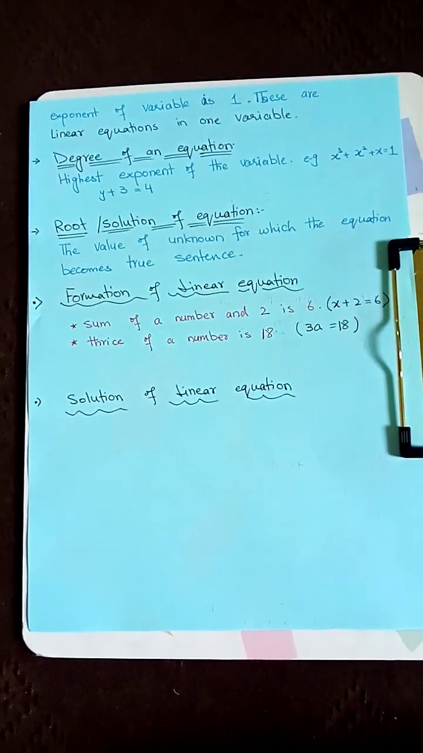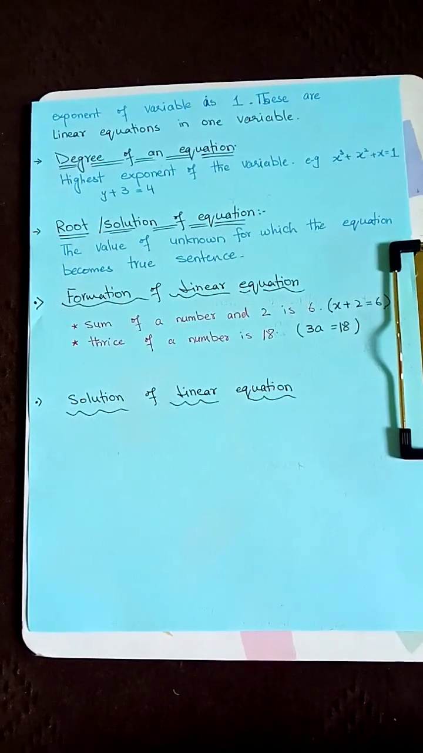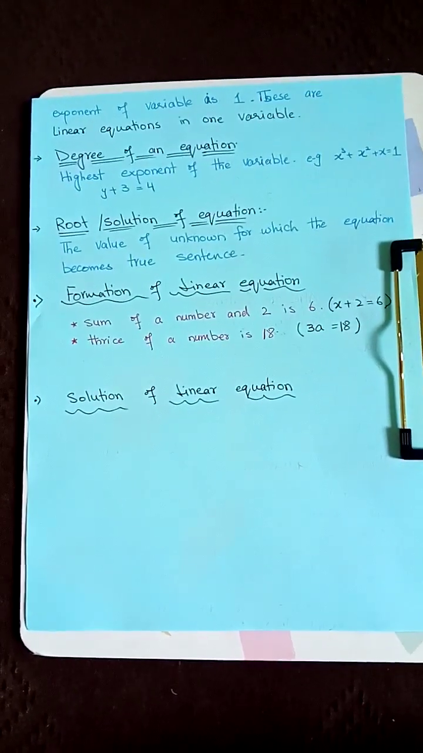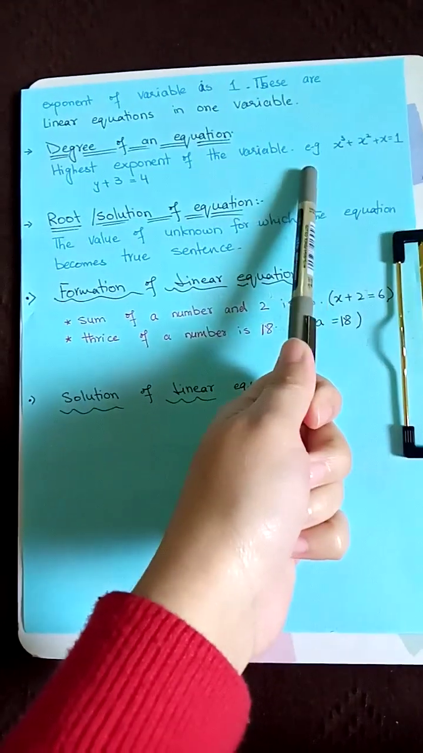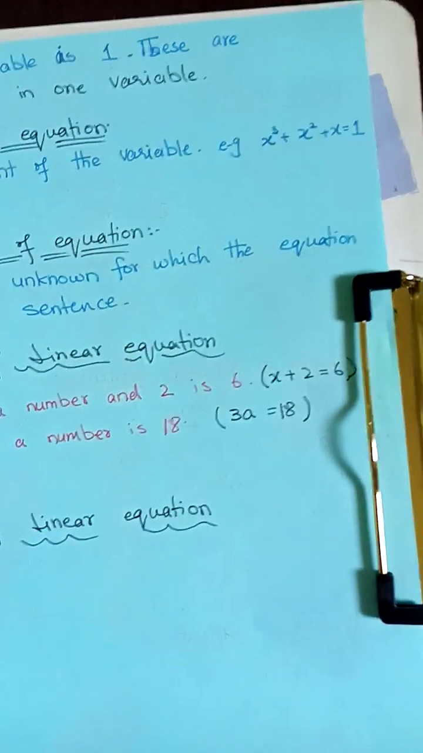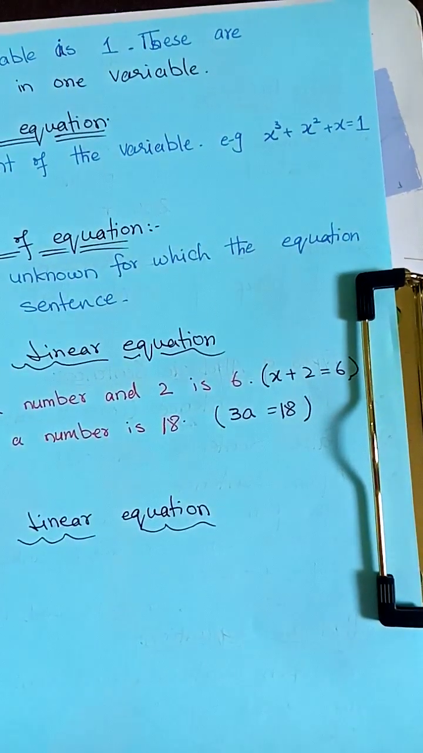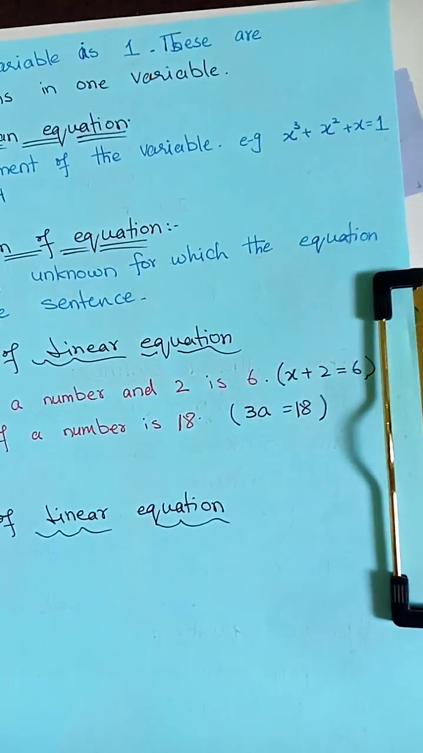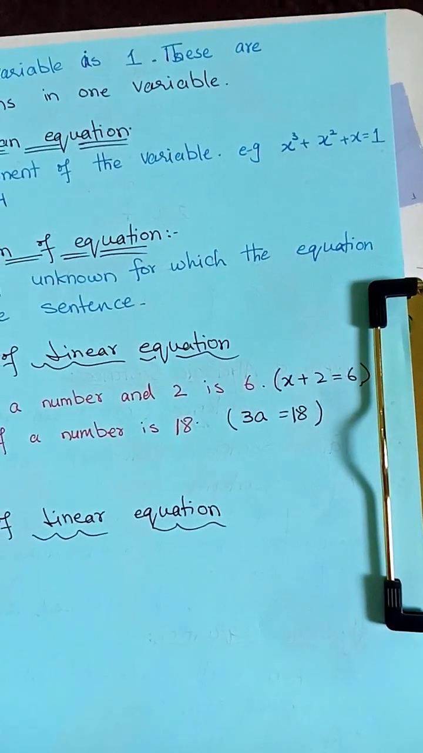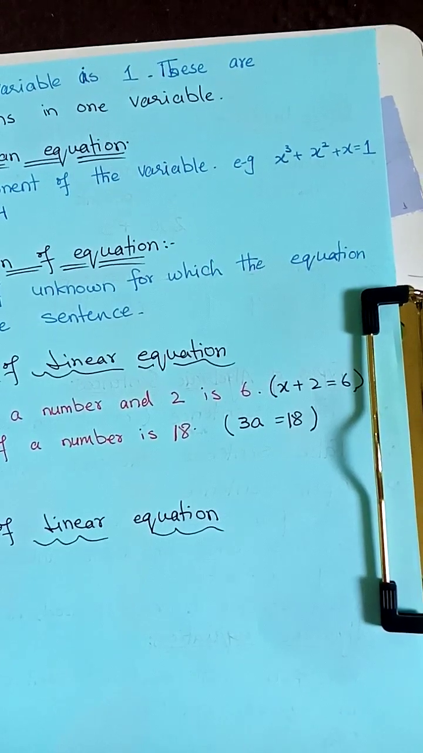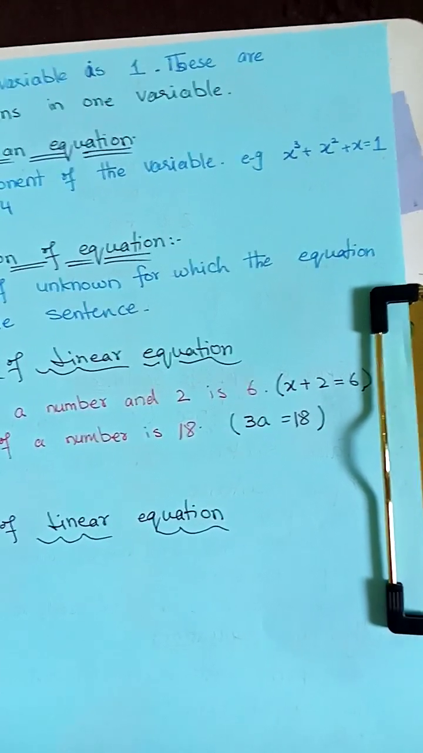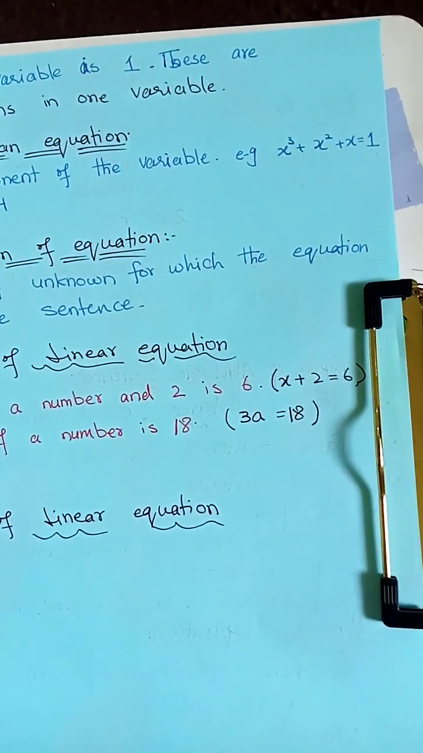So the degree of an equation is basically the highest exponent of the variable, the highest exponent of the variable in the whole equation. For example, in the first example, it's written x^3 + x^2 + x = 1. In this, you can see that the highest exponent of the variable is 3. So the degree of this equation is 3.